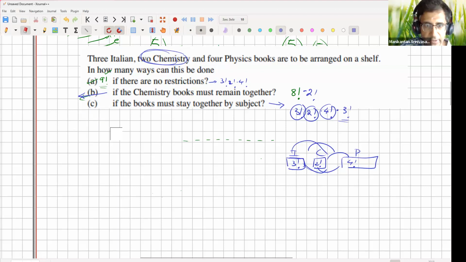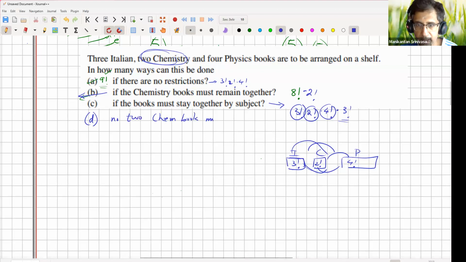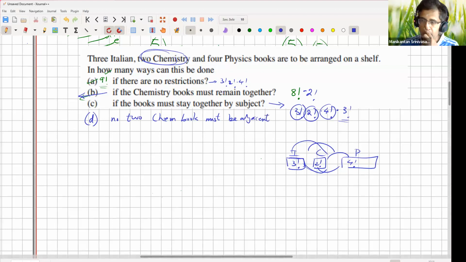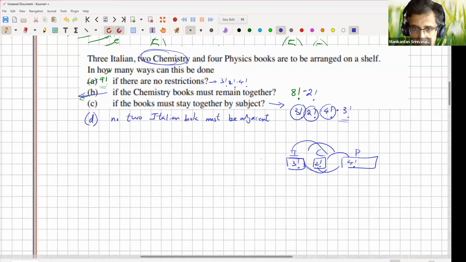So the next part, D, that I have. For all of these, it's very clear, right? So part D is: no 2 chemistry books must be adjacent. Okay, can we try this? No 2 chemistry. Sorry, there are only 2 chemistry books, right? So I'll change this. No 2 Italian books, because there are 3 of them. No 2 Italian books must be adjacent. Question is clear, right? If the question is not clear, please ask.